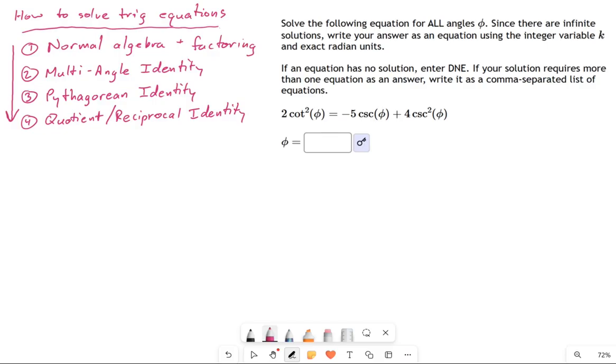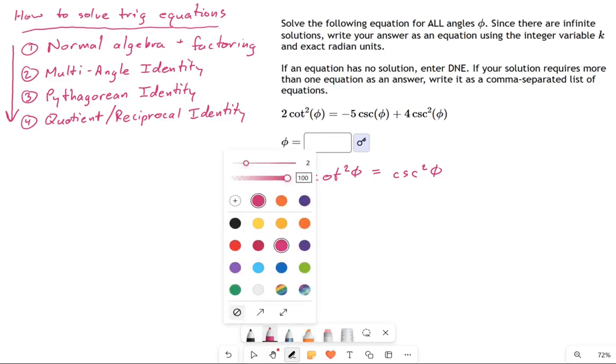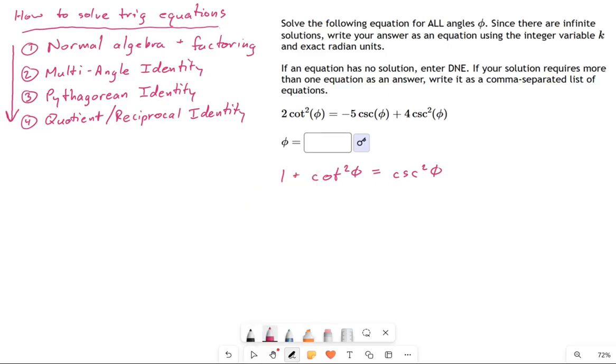We're going to use a Pythagorean identity. And if you remember, there's this thing called the cottage cheese identity. So 1 plus cotangent squared equals cosecant squared. Right? That's one of your fundamental starting points of Pythagorean identities. So let's put that in here. And what I'm going to do is rewrite this equation over here on the left. And instead of cotangent, I'm going to use my identity that I wrote there and write cosecant squared minus 1. Okay, otherwise everything stays the same. Negative 5 cosecant and plus 4 cosecant squared. Okay, so obviously there's some stuff that's going to simplify from this.